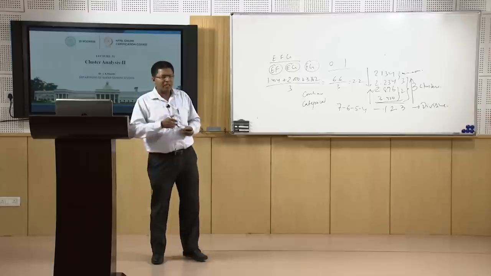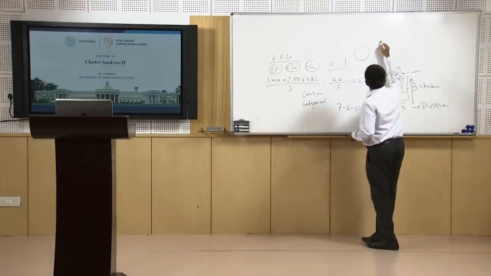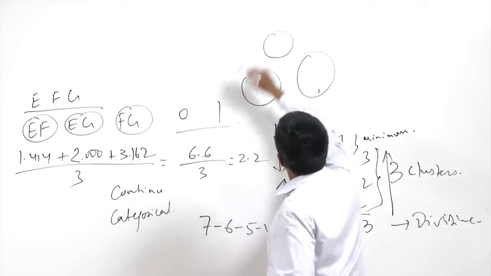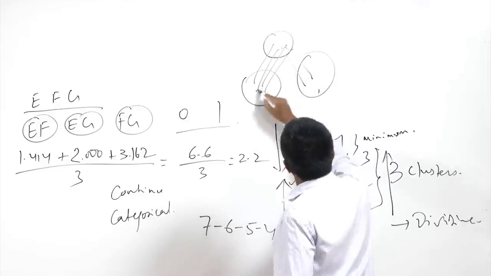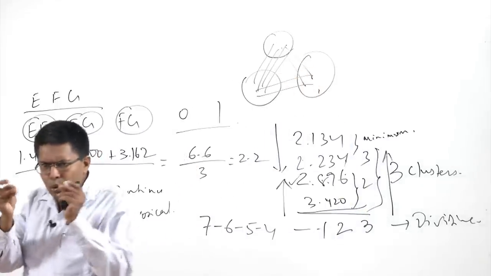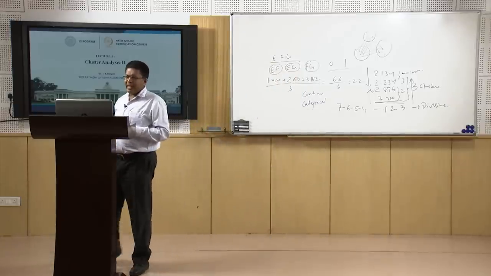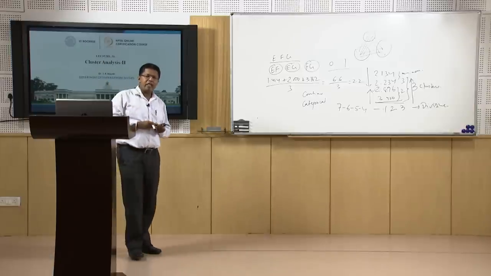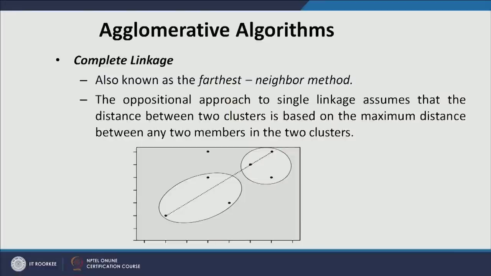Suppose there are three clusters, A, B and C, for example. All the variable distances are measured, right? The one which is the minimum, those two clusters will first be grouped together. Second is the complete linkage, where you take the farthest points, the maximum distance between any two members in the two clusters, okay?